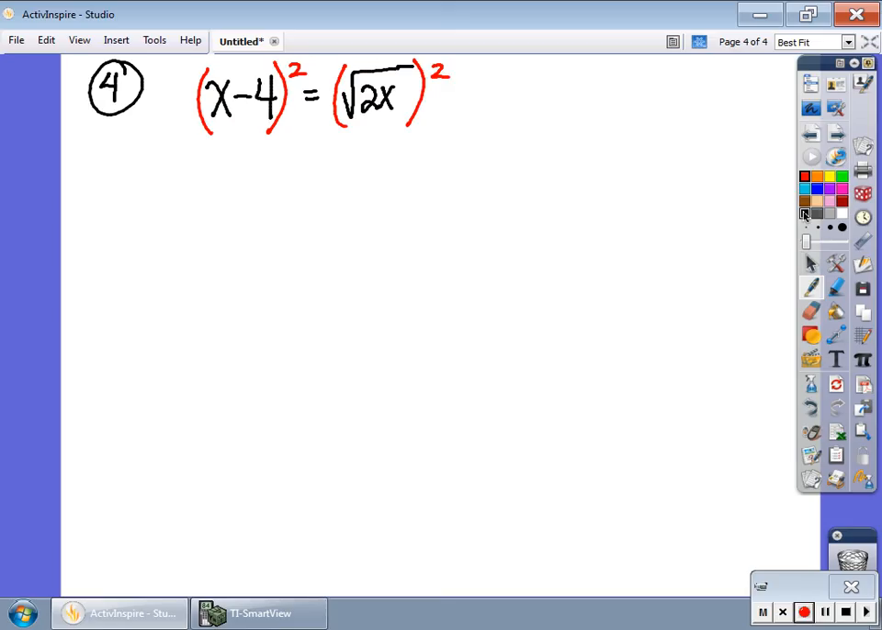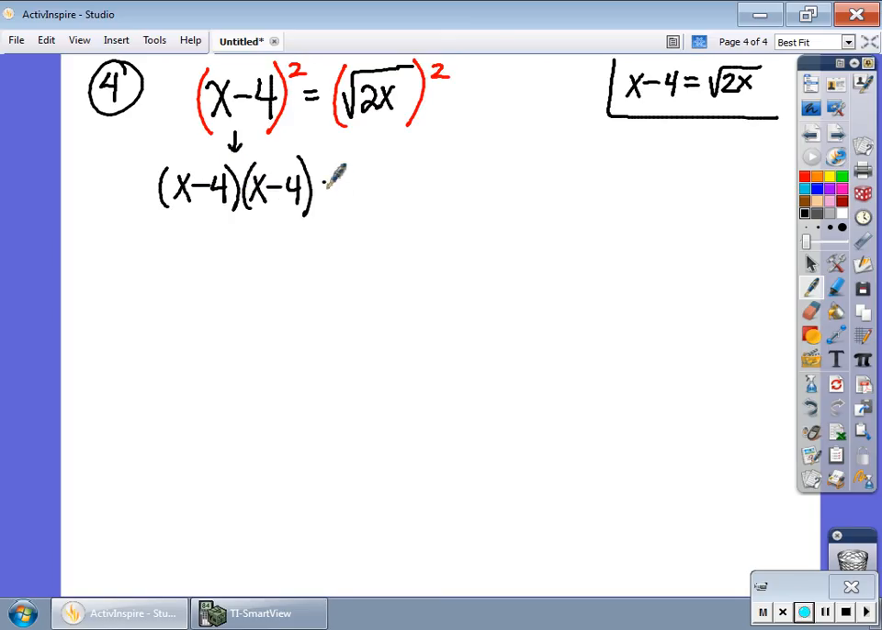And so what we'll get is, and I just want to write over here, this was my original problem, x minus 4 equals the square root of 2x. I didn't mean to write that right there, but that's okay. What we're going to get here is x minus 4 times x minus 4 equals, and the square root squared, those cancel out, we're just left with 2x. Now what we're going to do is expand this by FOILing.